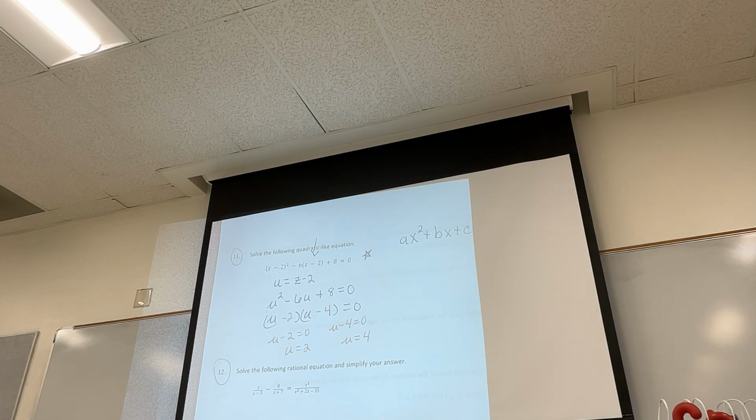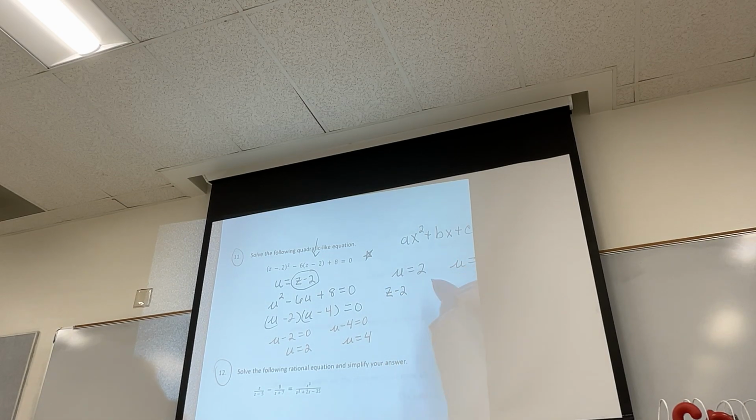We should have done that in our head. But we're trying to write it down so it's on the video. You can look at it later. All right, so we got u equals 2 and u equals 4. But our problem had the letter z, so we have to substitute back in what we just pulled out. We pulled out z minus 2, yes? So this u now becomes z minus 2 equals 2, and this u becomes z minus 2 equals 4, and we have to solve for z.